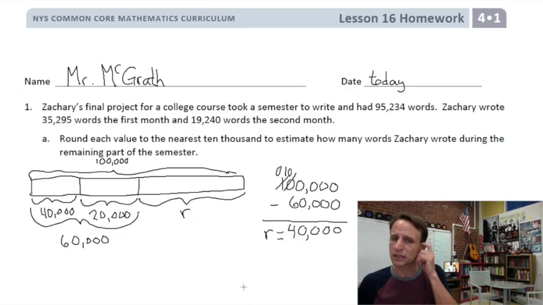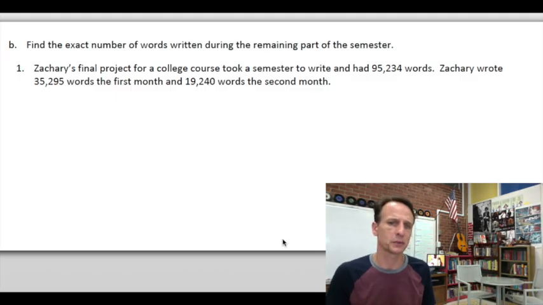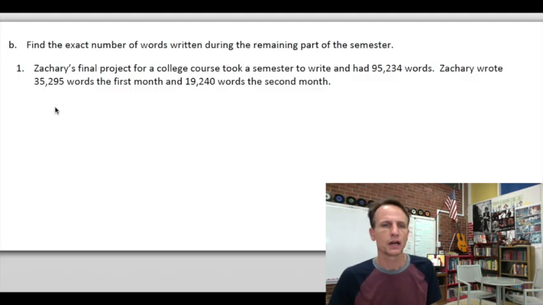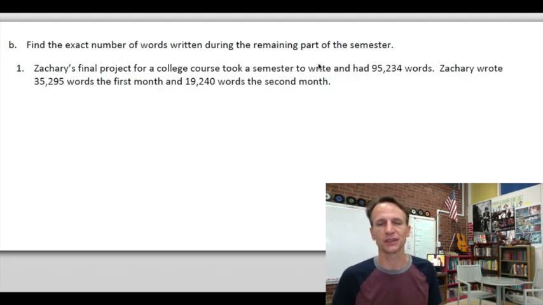Let's go take a look at Part B. We'll need some of this information to tag along after us. All right, now for 2B, like I said, we need the information from up above, so I copied it on here. So we want to find in Part B the exact number of words written during the remaining part of the semester. We just did an estimate, so we won't take the time to draw another tape diagram.